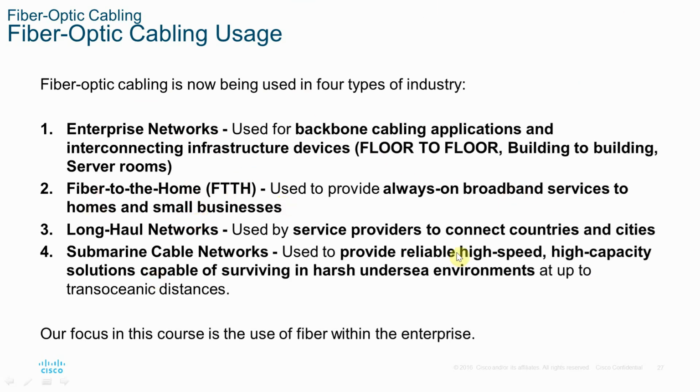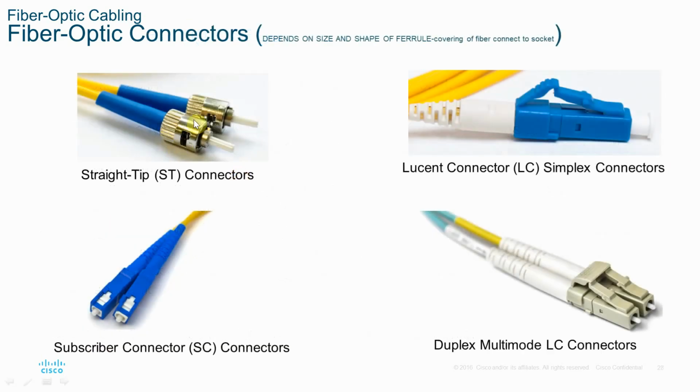Long haul networks mean services provided for connecting countries. If you want to connect different countries or cities, we use fiber optic cable. Submarine, that is, undersea cabling. There we need high speed, high capacity networking solutions under the sea, so they use fiber optic cable. Then different types of connectors. In copper, we use RJ45, but in fiber, we use the straight tip connector, LC connector, subscriber connector, and duplex multi-mode connector. So there are different types of connectors.